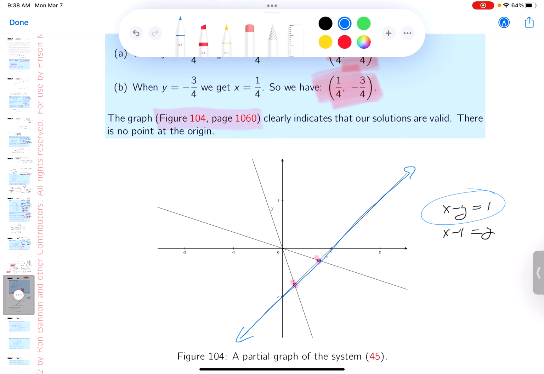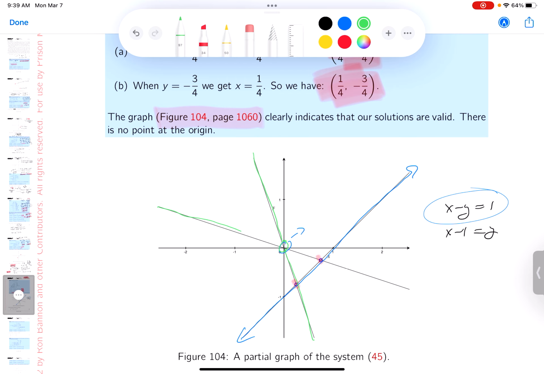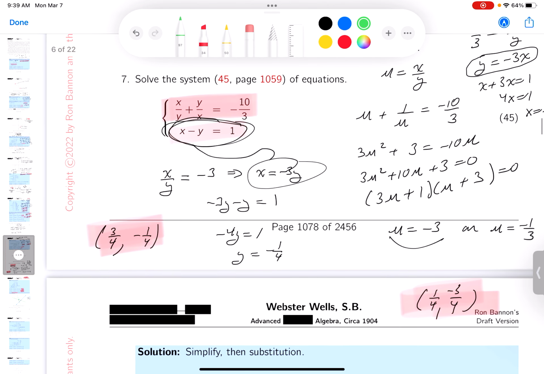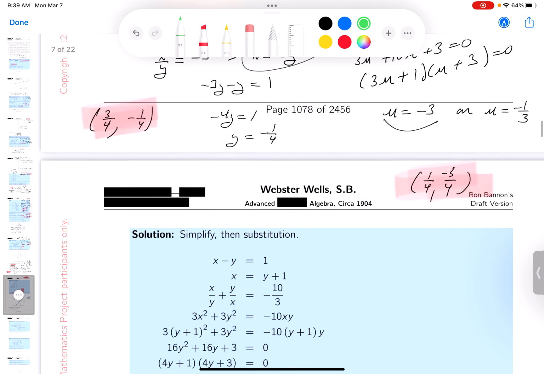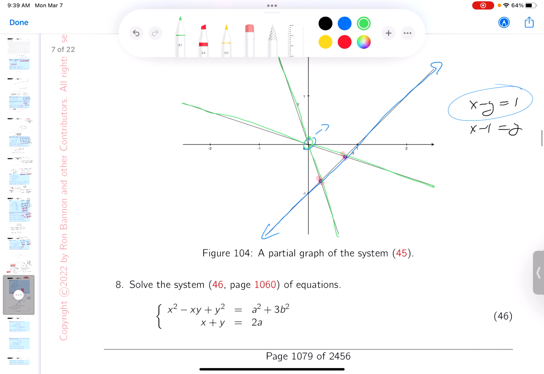Now, someone's going to say, what's this over here? Is that a point of intersection? This is the graph. Let me put that in a different color for you. There's a hole here. And this is the graph of this over here. All right, remarkable, but there's a hole there. There's two points of intersection.